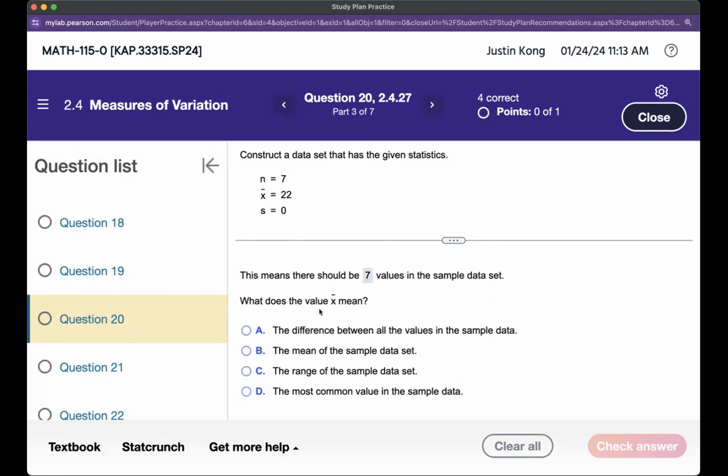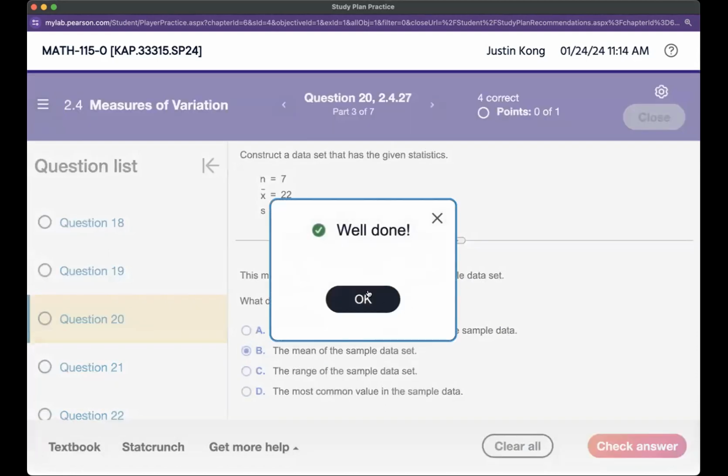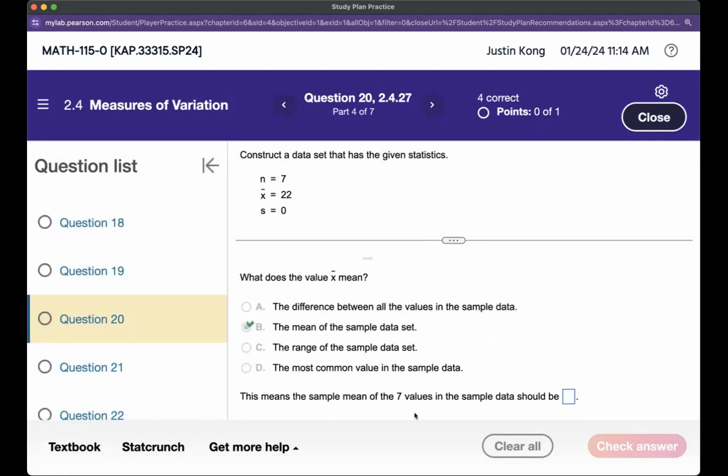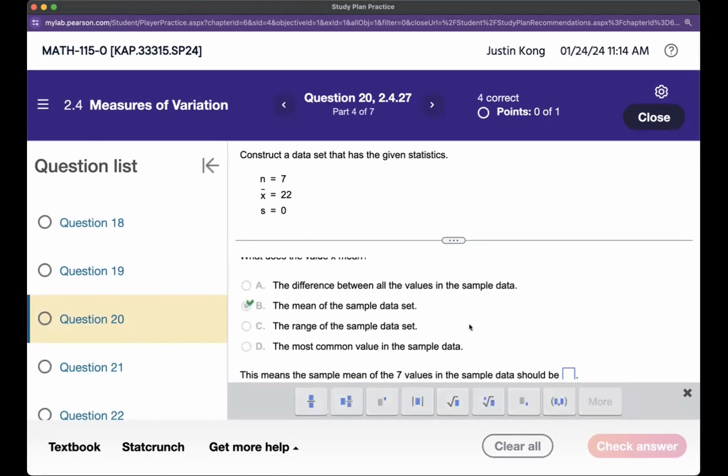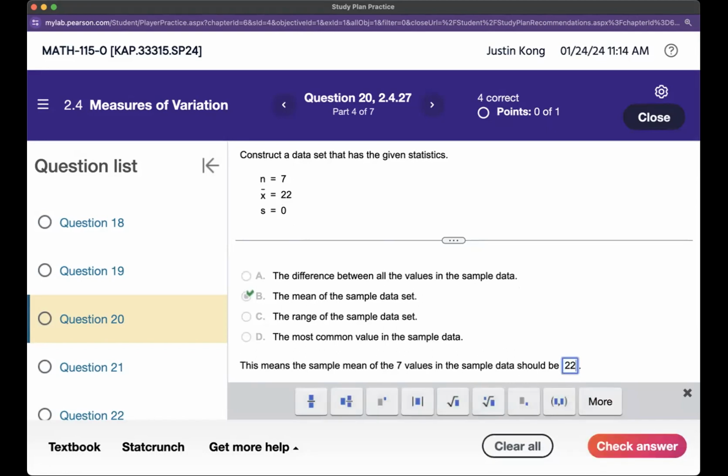And what does the value X bar mean? X bar, remember, is the symbol that we use for the mean of a sample. So the mean of the sample. Okay, this means the sample mean of the 7 values should be, what should it be, guys? We want sample mean of 22, right? So the mean should be 22.